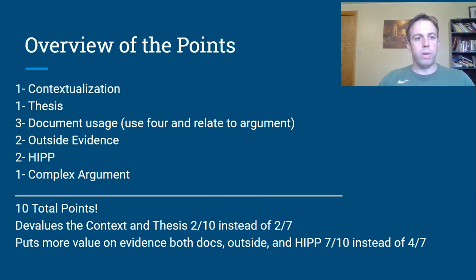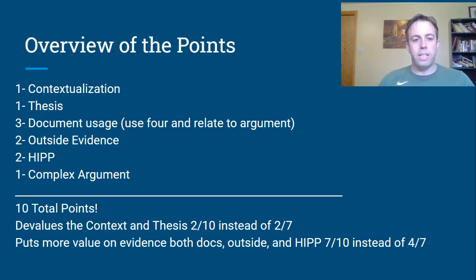Okay, so what's the overview of the points? 1 point for contextualization, 1 point for thesis, 3 points for document usage. How do you get all those 3? Use 4 and relate it to the argument. 2 points for outside evidence, 2 for HIP, 1 for the complexity. So it's 10 total points.